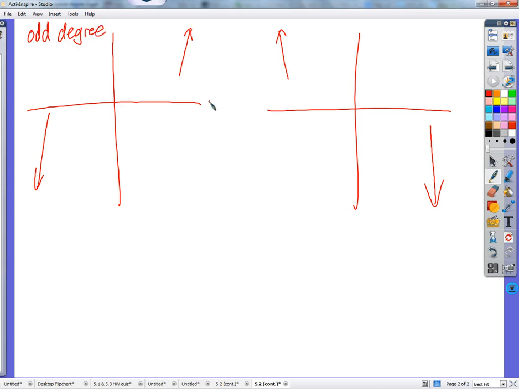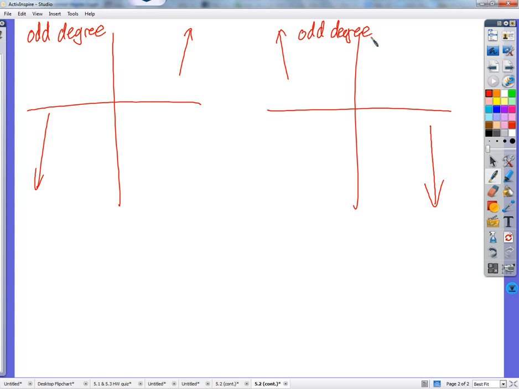Put in a big positive number for x, get out a big positive number for y; negative number for x, negative number for y. Keep in mind, we're talking about big x's, not 1 and 2 and 3, but 15, 20, 100, 1,000, a million. That's what we're talking about. That's why I don't have any graph in the middle, because we're only talking about the ends. Okay? But this is also an odd degree.